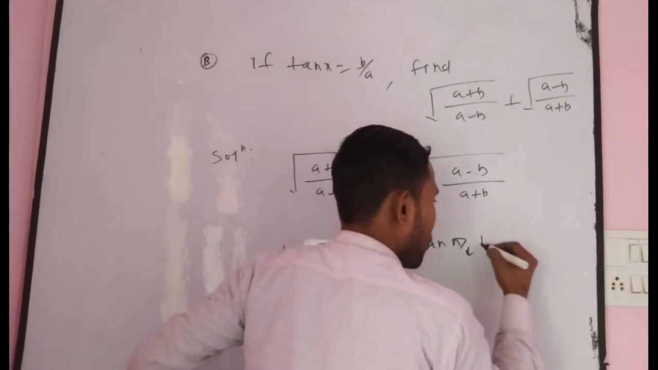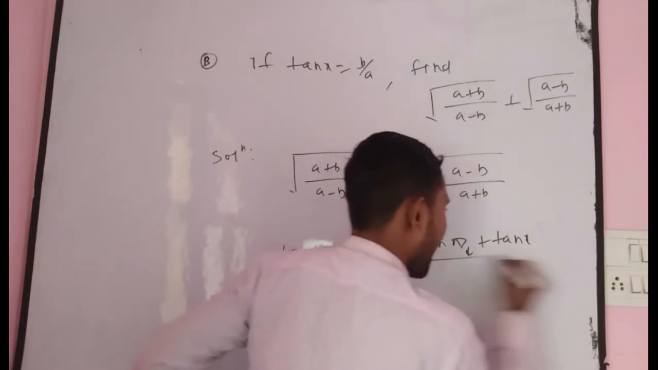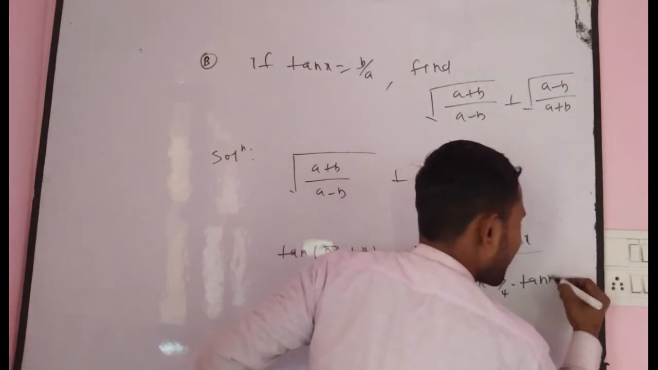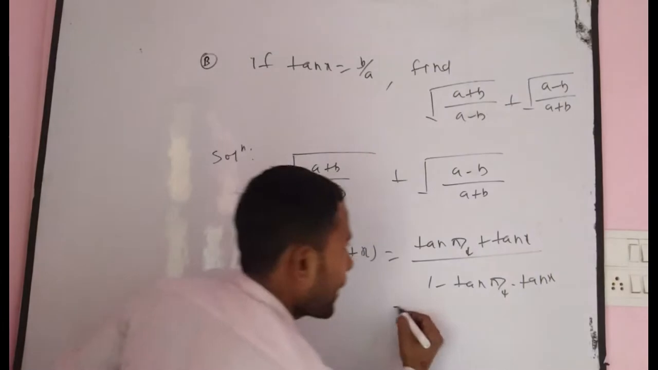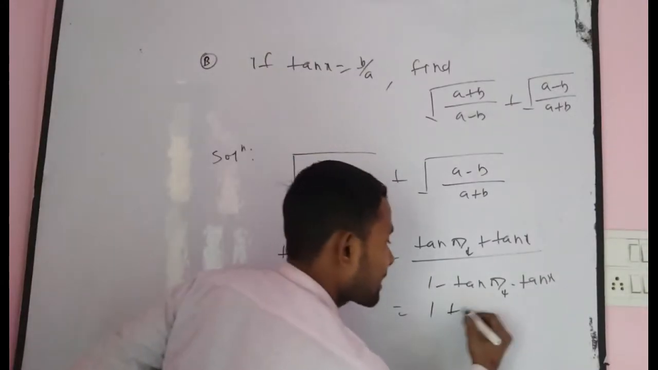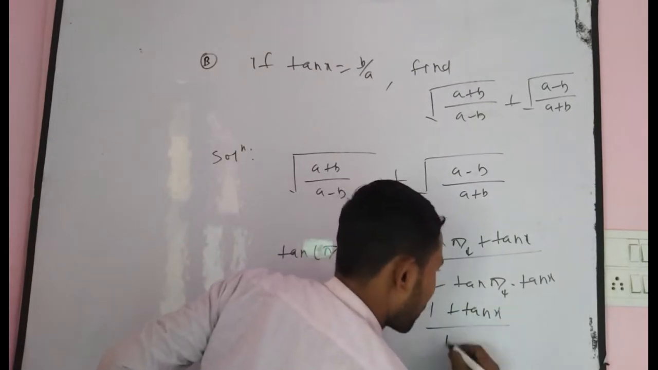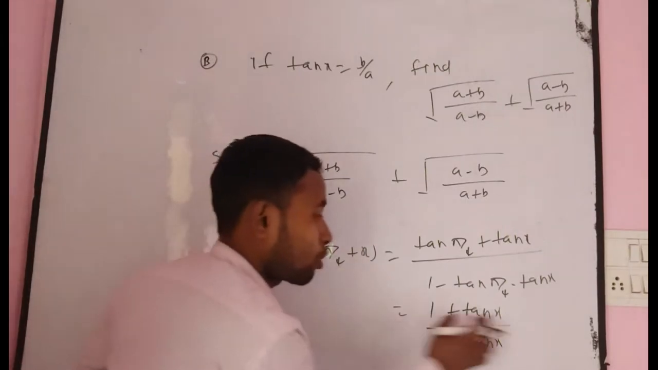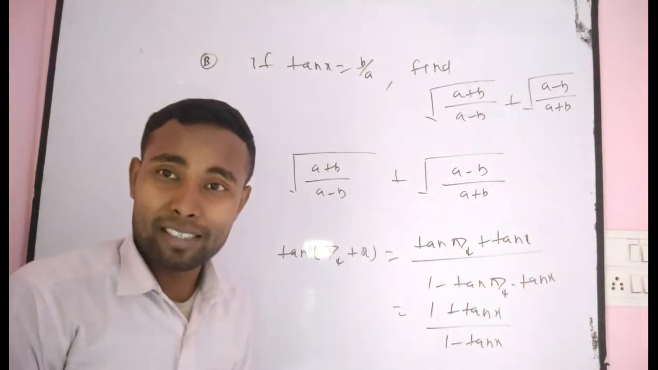(tan π/4 + tan x) divided by (1 minus tan π/4 into tan x). Can you write it? Now, tan π/4, that means tan 45 degrees, what is its value? It is 1. So you get (1 plus tan x) divided by (1 minus tan x), which is equal to tan(π/4 + x).